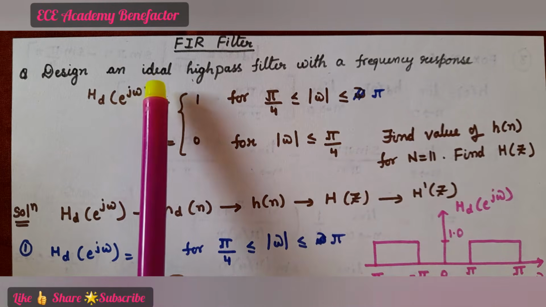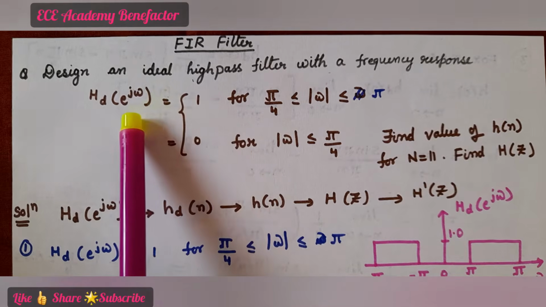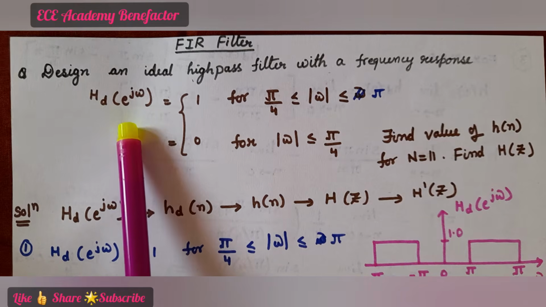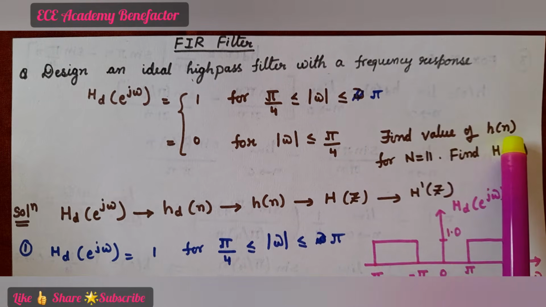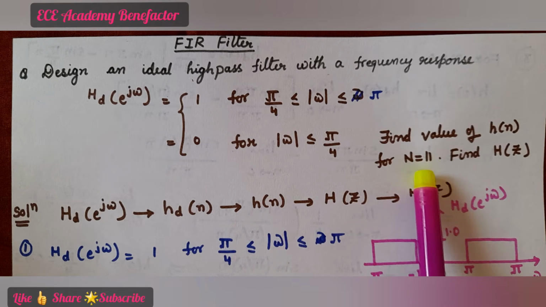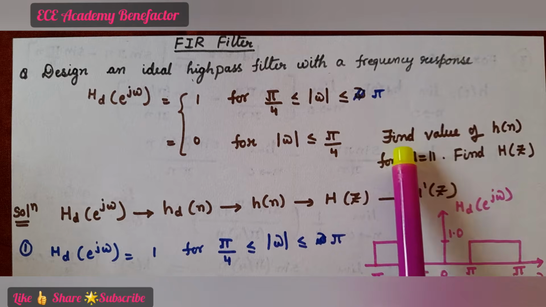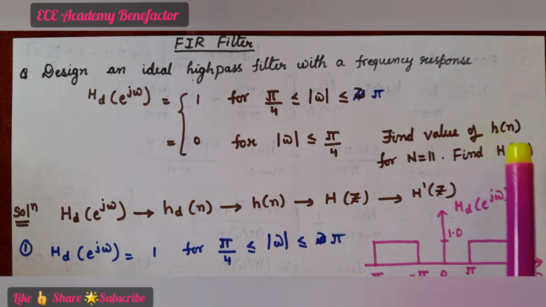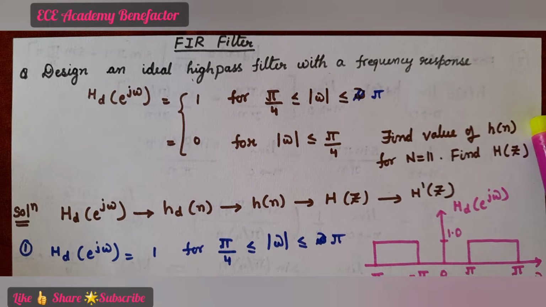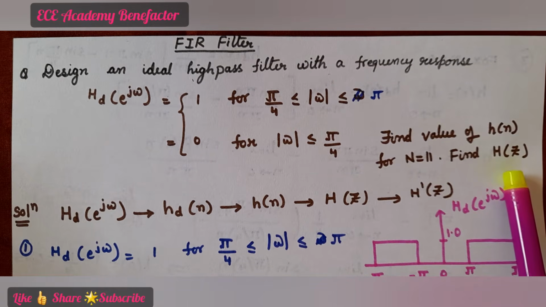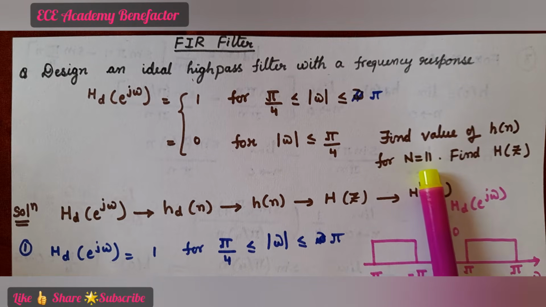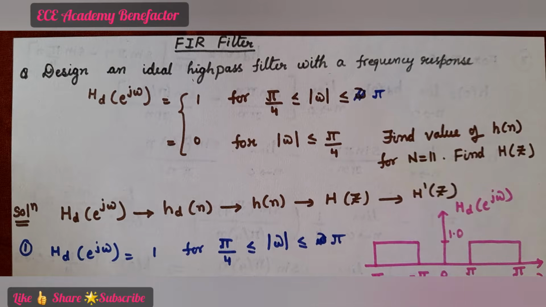So, we have to design an FIR filter for this desired frequency response for high pass filter. Find the value of h of n for capital N equal to 11, and find H of z. h of n is known as the impulse response and H of z is known as the transfer function. N equal to 11 means 11 samples.